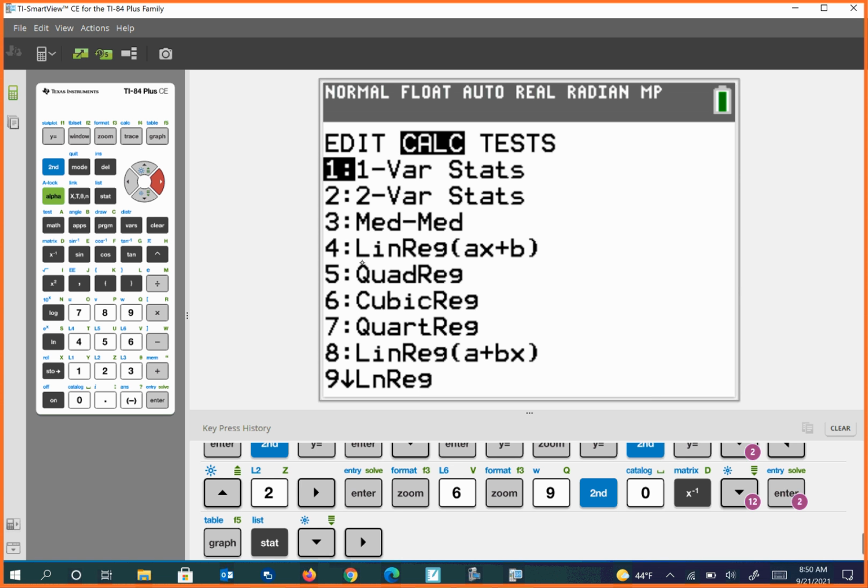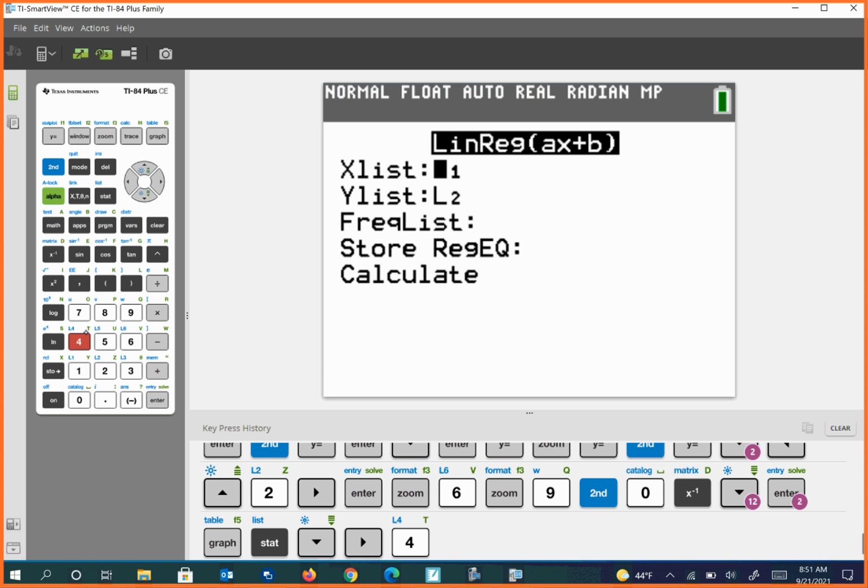Now there's two different linear regressions. There's number 4, ax plus b, where a is the slope, but they also have a plus bx, where b is the slope here. Which is the right one to use? In my opinion, they're both the same. Okay, so I'm going to use number 4 because we're more used to seeing that.